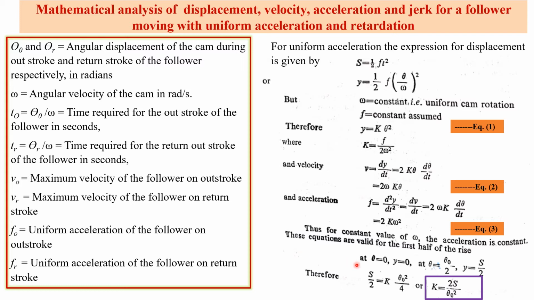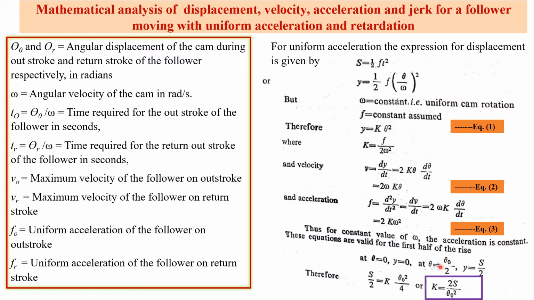So now we can check the values given by equation number 1, 2 and 3 at theta equal to 0, means when the cam just starts rotating and the follower is at the bottommost position. So y is going to be 0 because there is no displacement imparted to the follower when the cam just begins to rotate. At theta equal to theta naught by 2 means when the cam has turned through an angle of half of the outstroke angle.